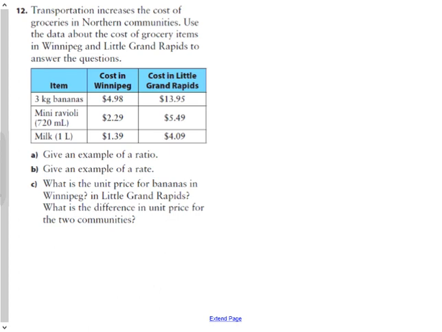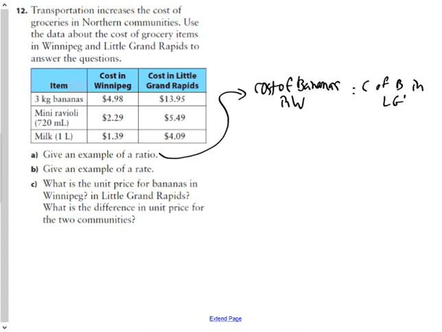Question 12 says transportation increases the cost of groceries in northern communities. Use data about the cost of grocery items in Winnipeg and Little Grand Rapids to answer the questions. A, give an example of a ratio. Since a ratio is a comparison of two parts of the similar thing, we could say the cost of bananas in Winnipeg compared to the cost of bananas in Little Grand Rapids. So that would be a comparison of two units of the same thing, or $4.98 compared to $13.95, a ratio that would compare those two units.